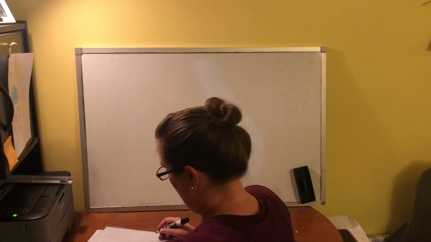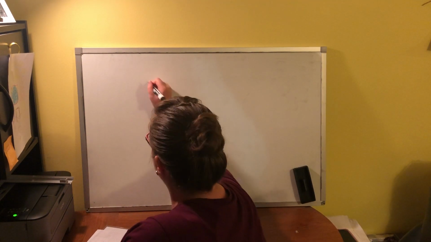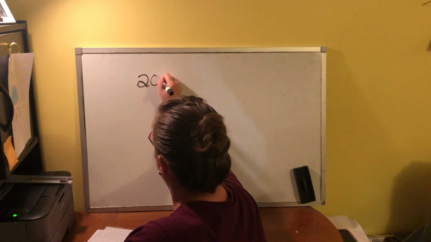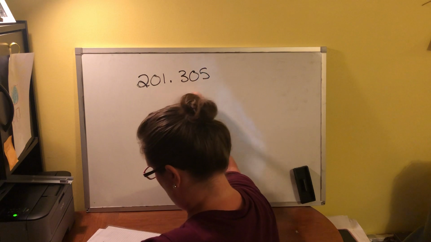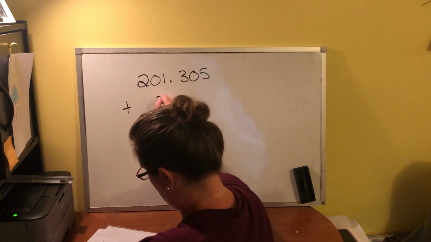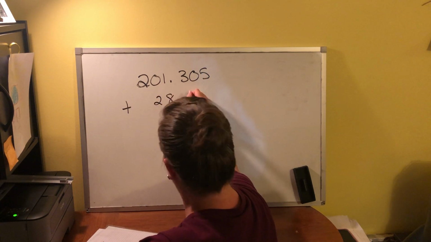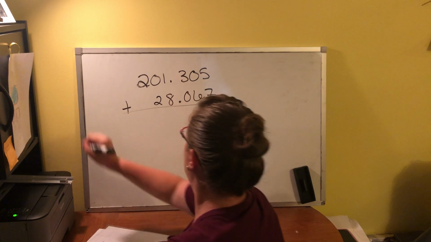So let's say we are adding 201.305 plus 28.067, right?